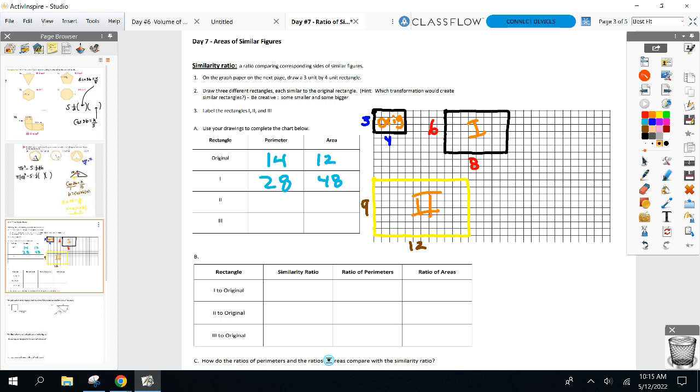What'd you get for the perimeter? What do we have? 42. So wait a sec. We just tripled the size and the perimeter tripled. What'd you get for the area? 108. Did the area triple? 12 to 108? No, it didn't.